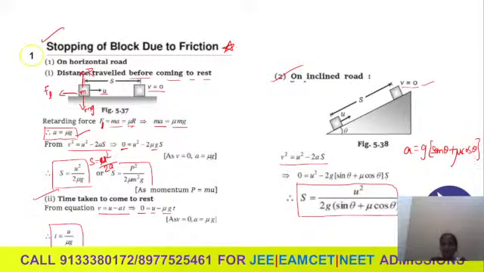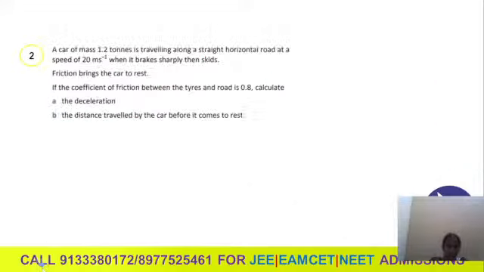So we substituted that, and s is equal to u square by 2g into (sin theta plus mu cos theta). So students, these are the different situations to calculate the required force due to friction. So let us see the previous year's questions.